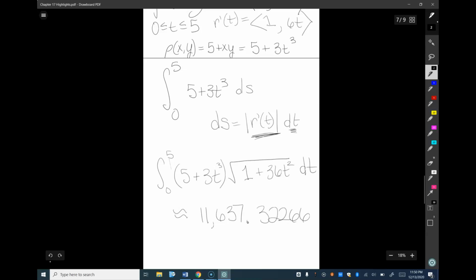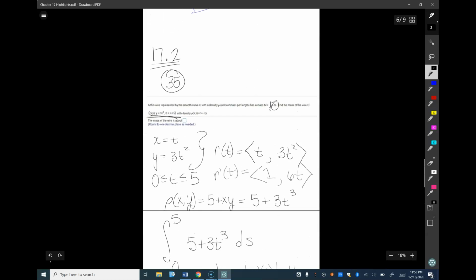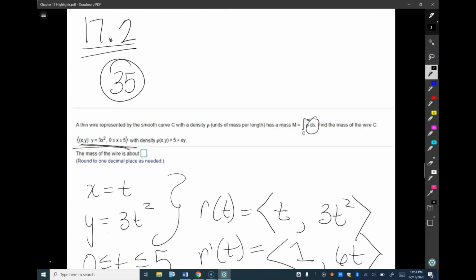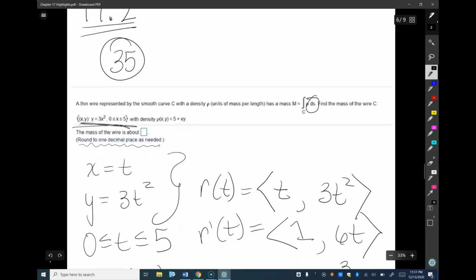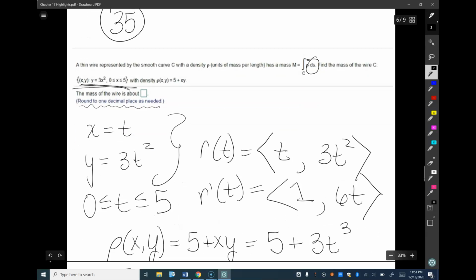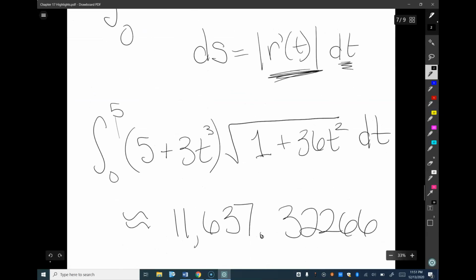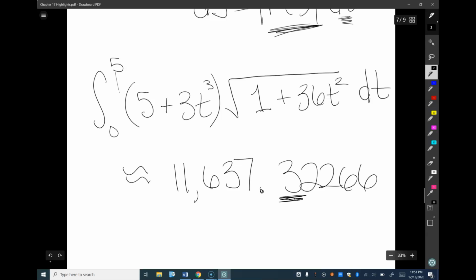11,637.32266. Now, another thing I want to point out before you guys take your final exam, in blue, underneath every single MyLabs Plus problem, there are specific directions on how you need to type your answer in the box. This one says round to 1 decimal place. Don't worry about the as needed. That just means it might not have a decimal place. We're only interested in fixing the ones that have more than 1 decimal place. So we only want to keep 1 decimal place.